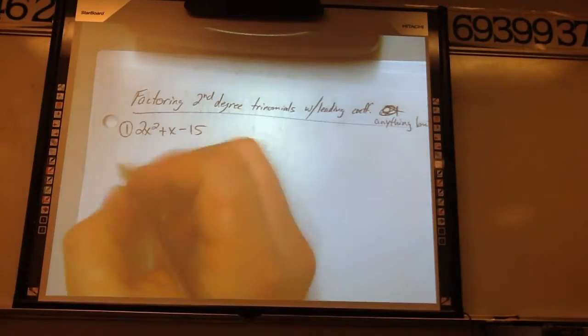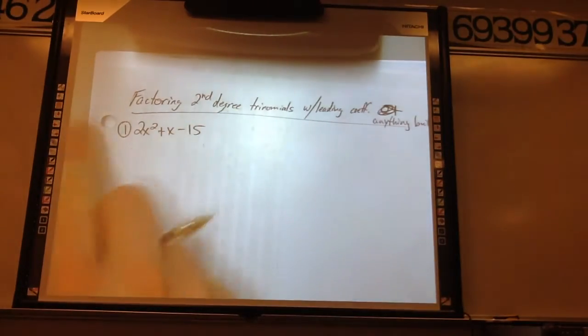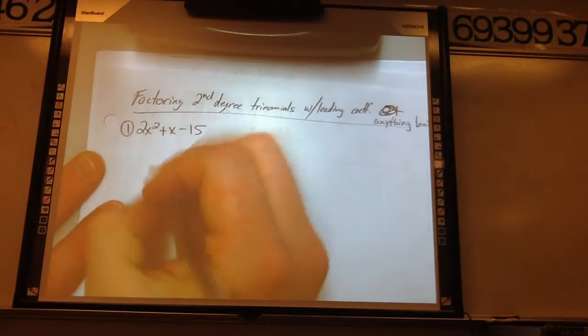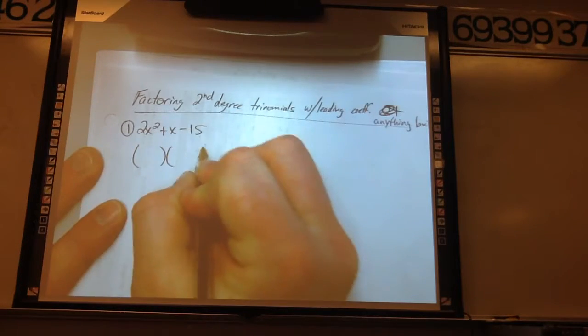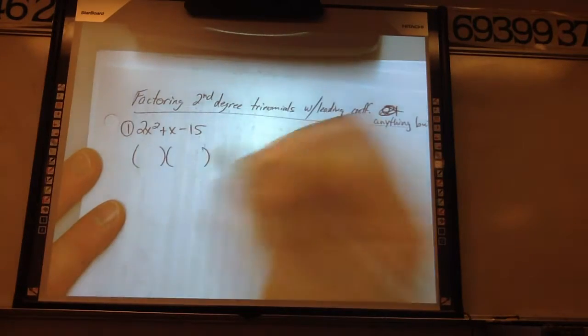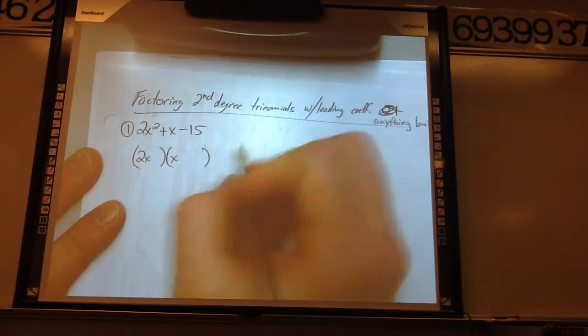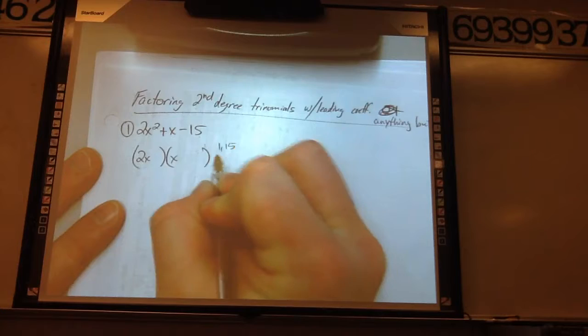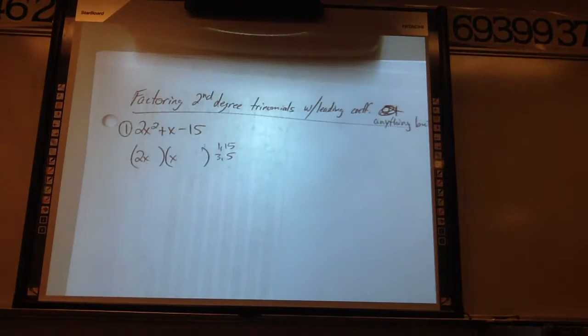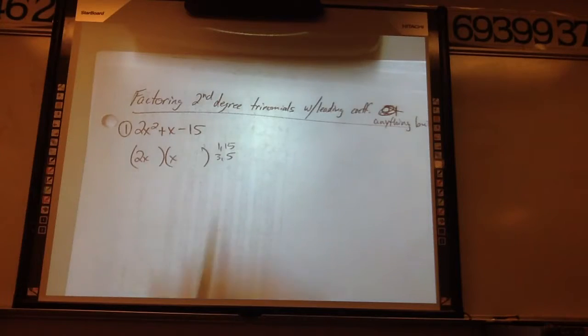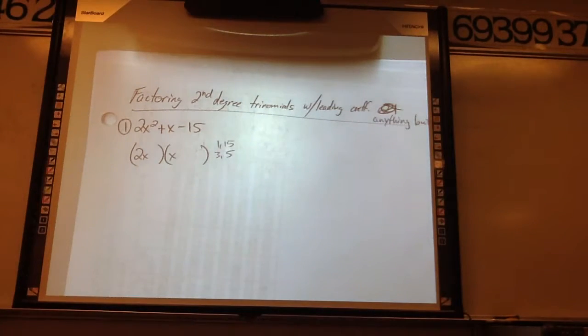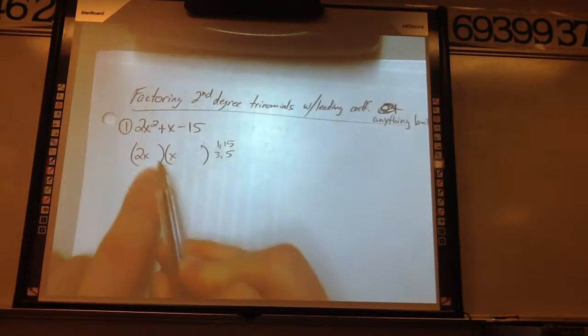Here's how I learned before all these cherry trees existed. You know it's going to be like this. What multiplies to 2x squared? There's only 2x and x, that's the only option. Multiplies to 15: 1 and 15, or 3 and 5, right? Now I trust you guys are decent at mental math. You know you need to add to 1, right? But you have to put a 1 here and a 15 here.